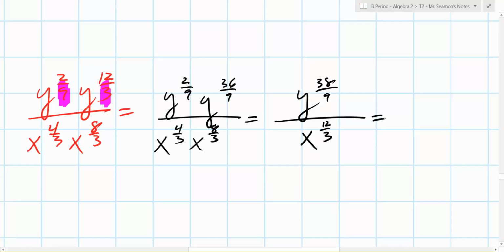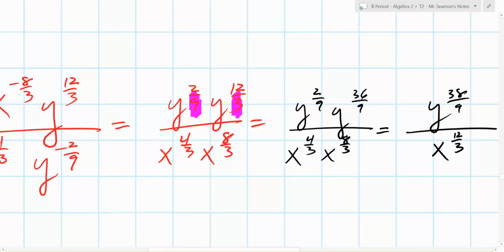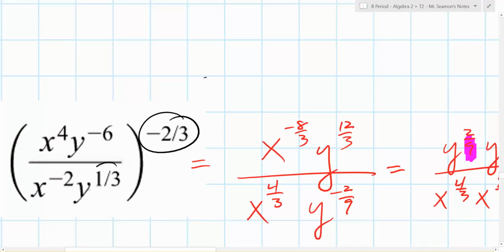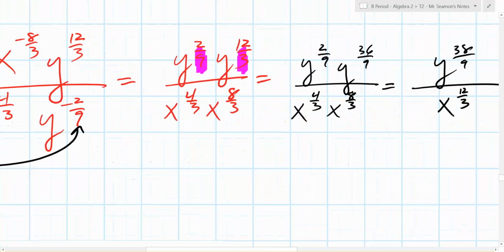Why did we have y to the 9th? Why was 9 one of the denominators? Because you have to multiply this times this. What's that multiply together to? Negative 2/9. So just check your multiplications.